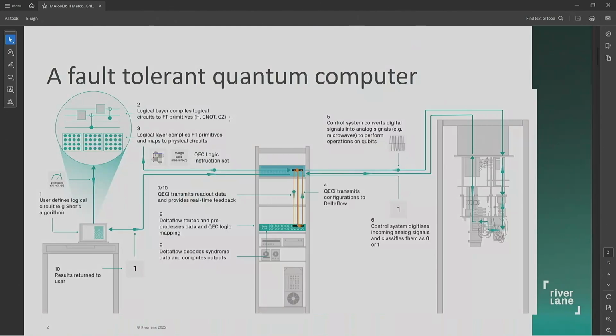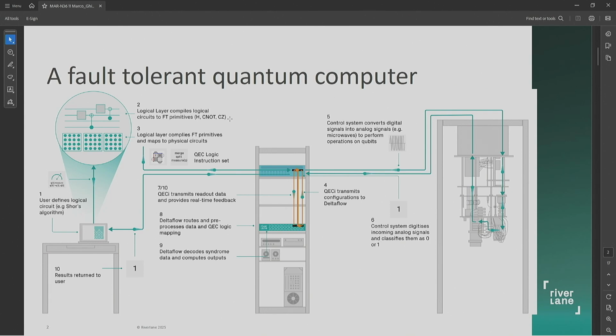Let me just get started. I have a lovely picture. I think we've seen enough messy cables and setups. Let's abstract a bit away and look at the future. This is how we envision a fault-tolerant quantum computer in operation. It's quite a generic scheme.